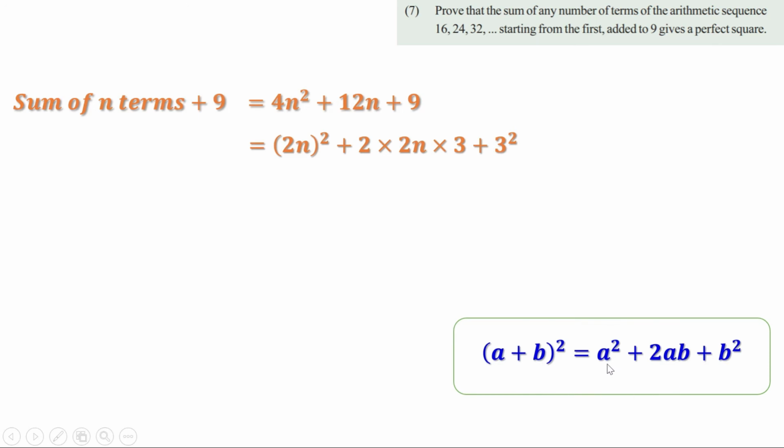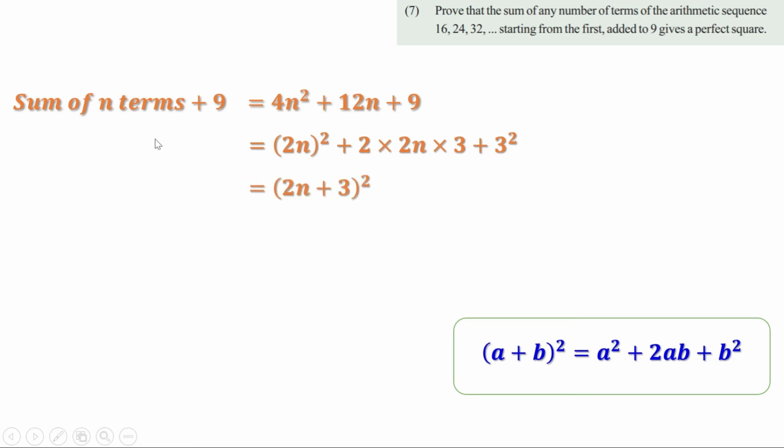That means there are 3 terms. Here also you can see 3 terms. There are 2 perfect squares, a square and b square. Here also you can see 2 perfect squares, 2n whole square and 3 square. Now what about the middle term? Take the square root of a and square root of b, multiply it, double it. The same way, multiply 2n and 3, that is 6n, double it, that is 12n. So this can be written as 2n plus 3 whole square.